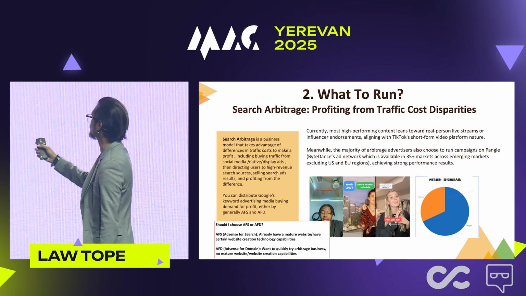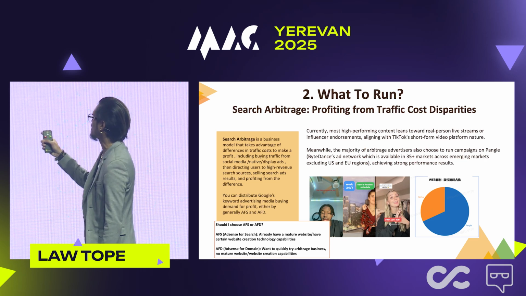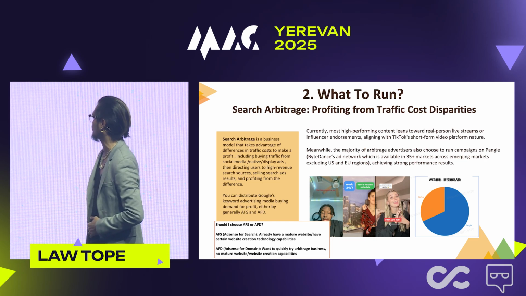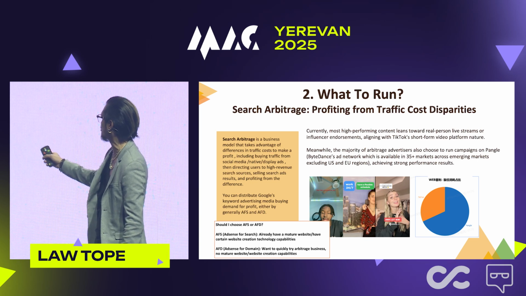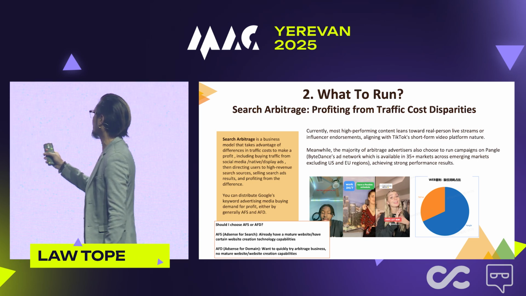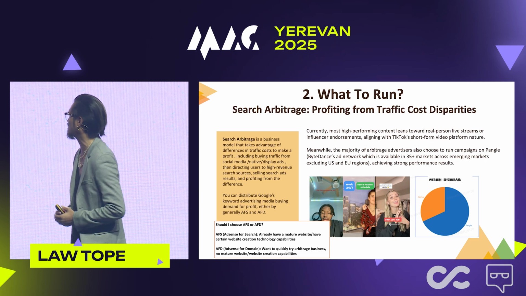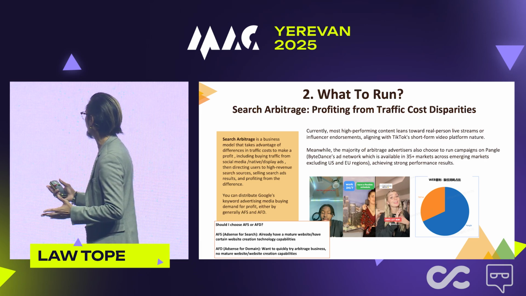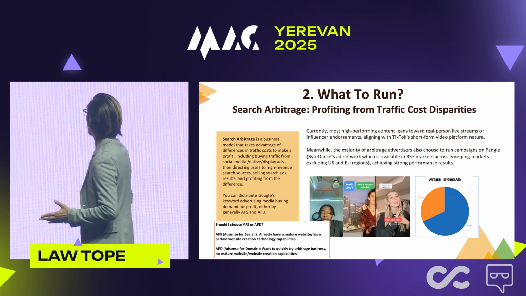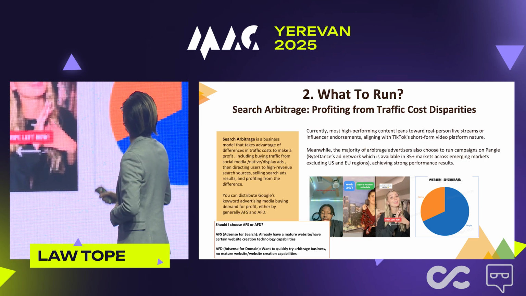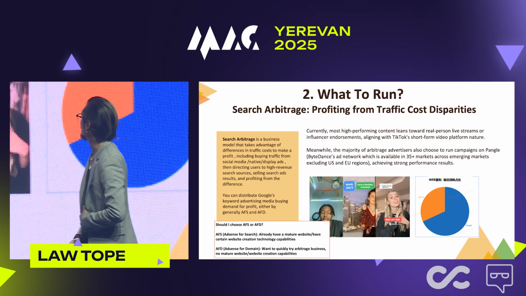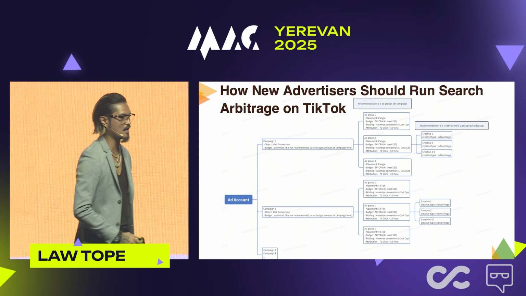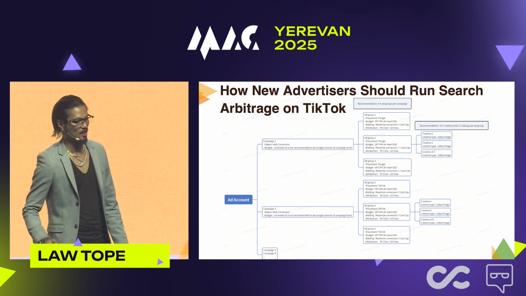You can distribute Google's keyword advertising media buying demand either by AFS or AFD. You might ask, what is AFS? AFS is AdSense for search, where you already have a matured website, and AFD is AdSense for domain. So if you want to quickly test out search arb, you don't need to have a mature website. The placement that we suggest is to use Pangle. And this is the structure you should try out if you're a new advertiser for arbitrage on TikTok.